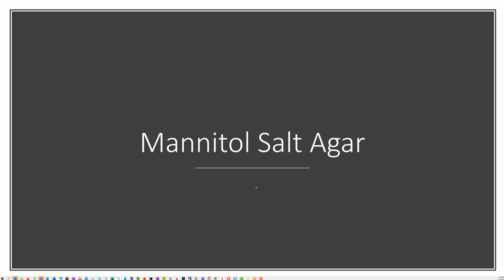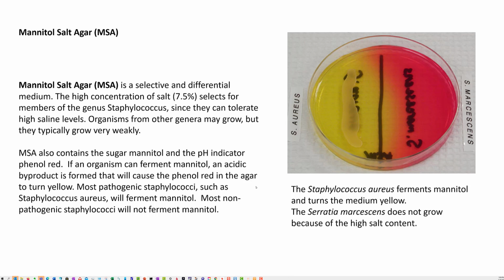Mannitol salt agar is taking advantage of osmotic pressure. Its concentration of salt is 7.5%, so that means there's 7.5 grams of salt in every 100 mLs of the media. And that's a lot. Staph can tolerate it, and other genera may try to grow, but typically they don't grow so well. Here's the Serratia marcescens over here. You don't see any growth, and here you see Staph aureus growing.